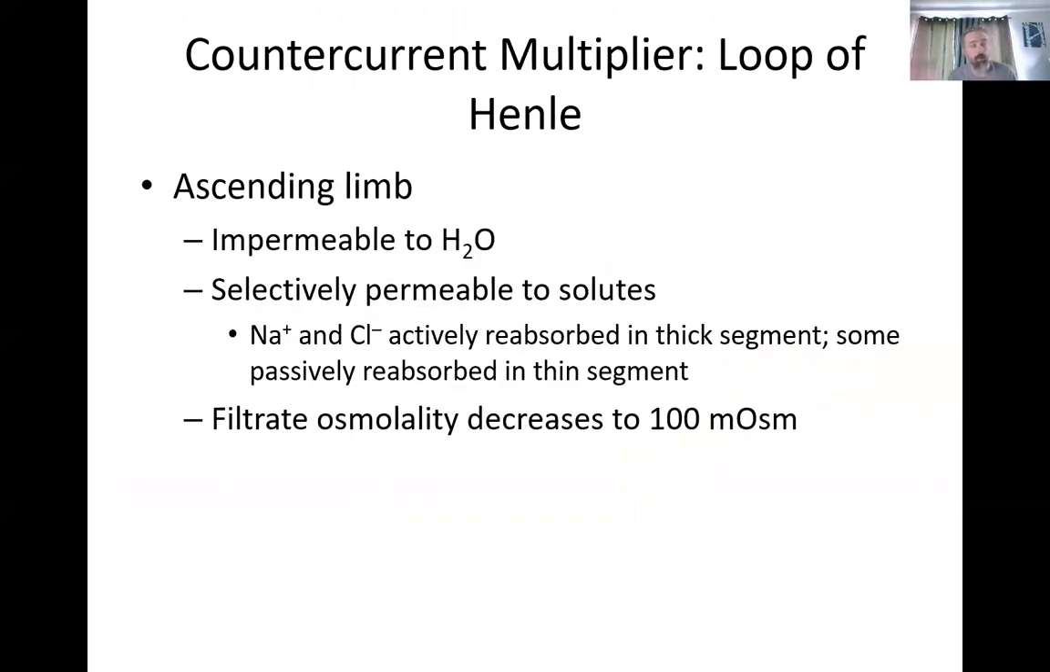On the ascending limb, what we're going to do is close that pathway up to water. So water won't continue to come in. Whatever water has left, has left. But as that filtrate comes back up towards the cortex, we're going to continue to pump out, in this case particularly sodium. So sodium is now leaving the filtrate. So we got rid of the water on the way down, and now we're getting rid of the sodium on the way up. And we're actually making this filtrate less concentrated.